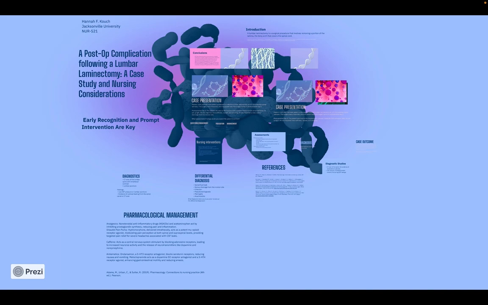We're going to be looking at nursing considerations, and for whatever diagnosis we conclude, we're going to talk about the early recognition and key interventions.